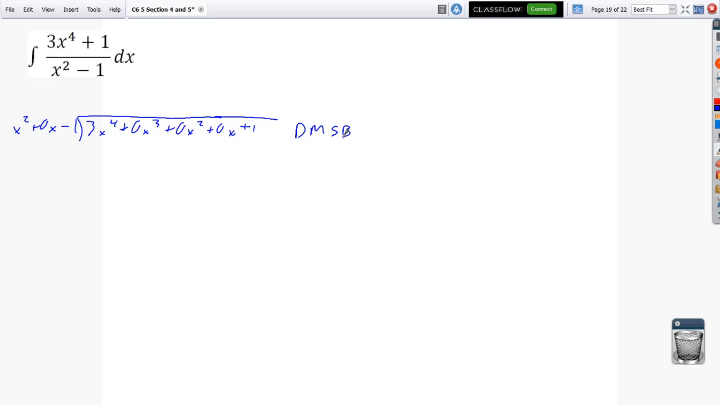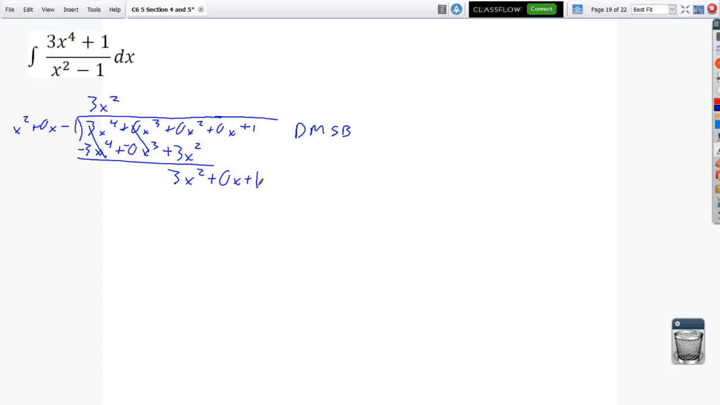Daddy means divide. Divide your first term, 3x to the 4th divided by x squared gives me 3x squared. Mommy means multiply. 3x squared times x squared gives me 3x to the 4th. 3x squared times 0x gives me plus 0x cubed. 3x squared times minus 1 gives me minus 3x squared. Sister stands for subtract, so we change all the signs and add down the columns, so gonzo, gonzo, 3x squared. Brother stands for bring down.